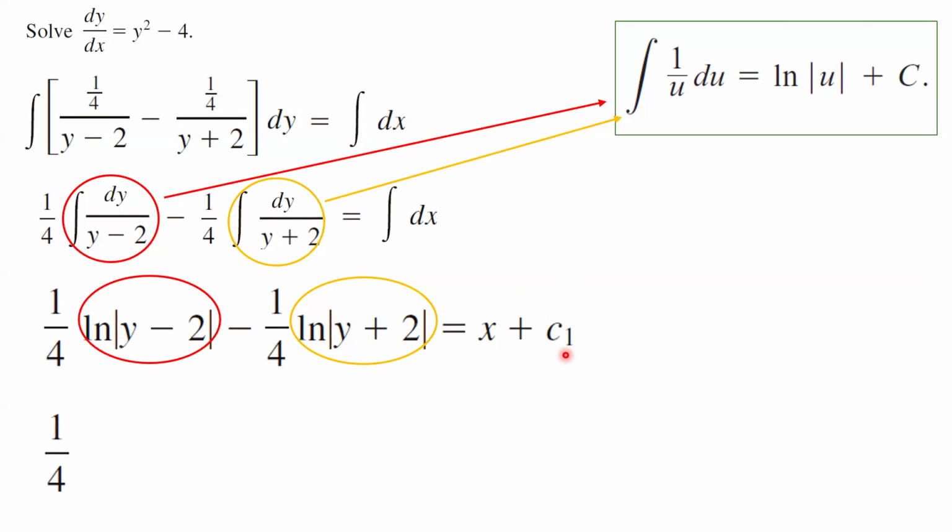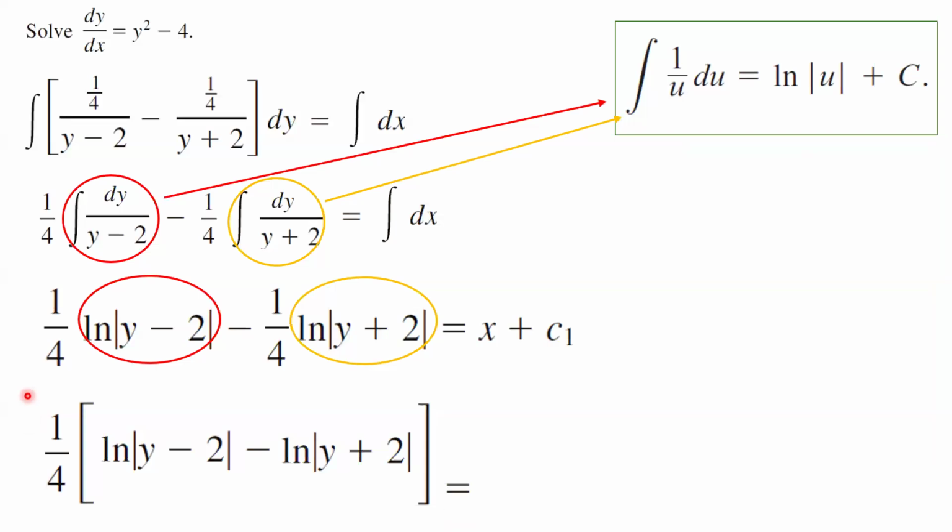Let us factor out 1/4. You have 1/4 ln of absolute value of y minus 2 minus ln of absolute value of y plus 2. So 1/4 was the common factor here. On the left-hand side, you just factor out 1/4. On the right-hand side, you just copy down x plus c sub 1.